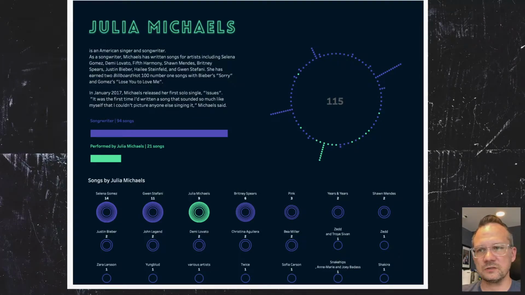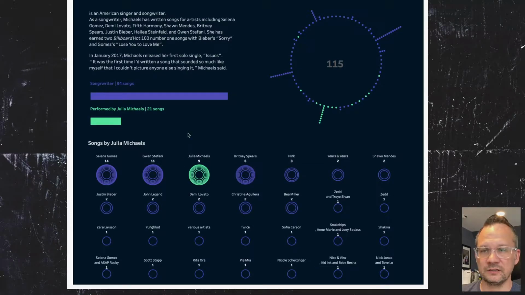She performed some songs, and you can see here really quickly that she has a songwriter credit for 94 songs, and she only has a performing credit for 21 songs. Which I think is really, really cool. So what's interesting is going in here and looking at all of the different songs and all of the different artists that she has written songs for.